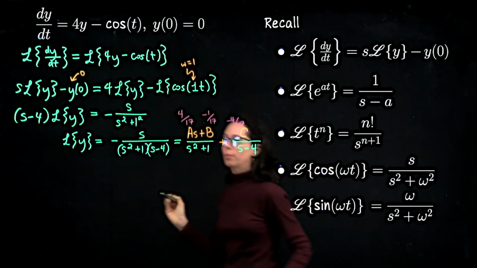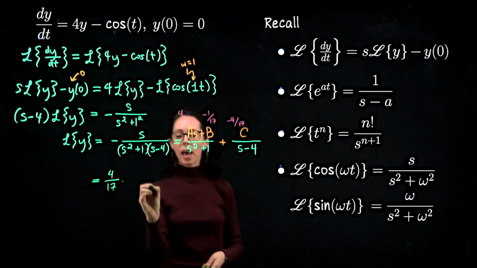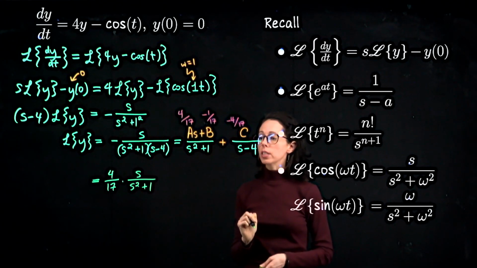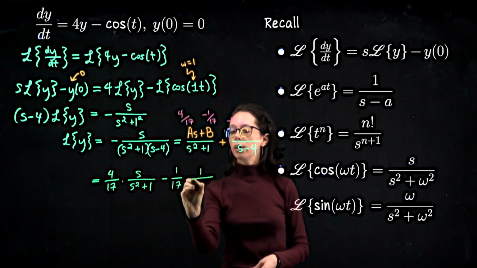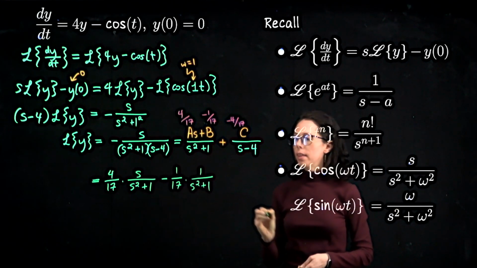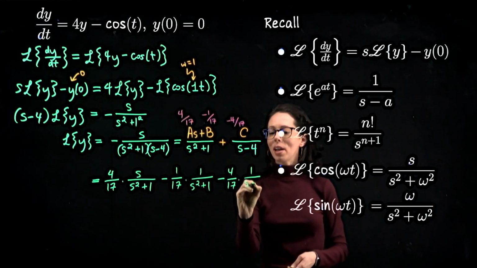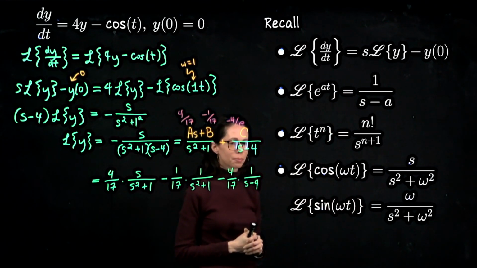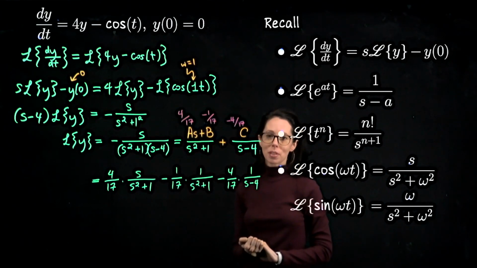Let me rewrite this as 4 over 17 times s over s squared plus 1. That's what we are going to identify as the Laplace transform of cosine of 1t. Then minus 1 over 17 times 1 over s squared plus 1, where here 1 is the appropriate value for omega. And then minus 4 over 17 times 1 over s minus 4, just like our familiar exponential transform. I'm going to step aside for a second, and when I come back, I'll have erased this, and we will finish this computation.